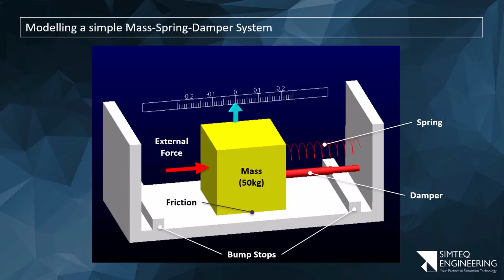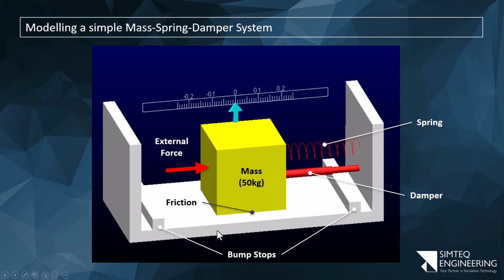So we're going to move on now and discuss the model that we're going to be looking at today, which is a simple mass spring damper system. What you see is this yellow block, which is a mass of 50 kilograms. We have an external force applied to the block on this side. We have a spring and a damper. If you're familiar with Adams, you'll know that normally Adams combines the spring and the damper together. I've just separated them out so that we can see them more clearly.